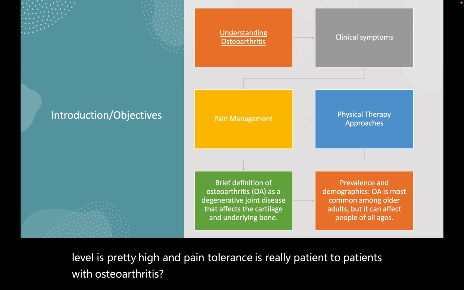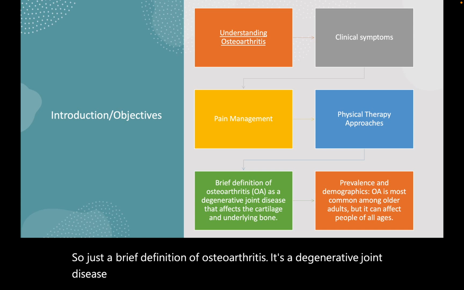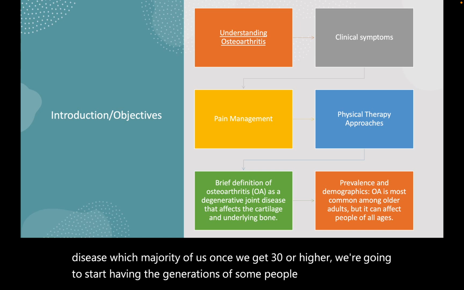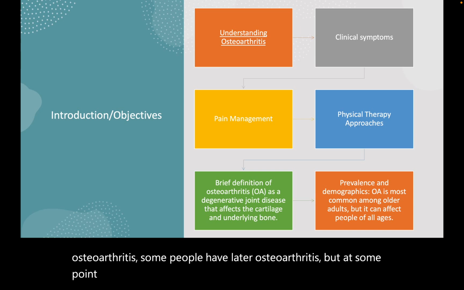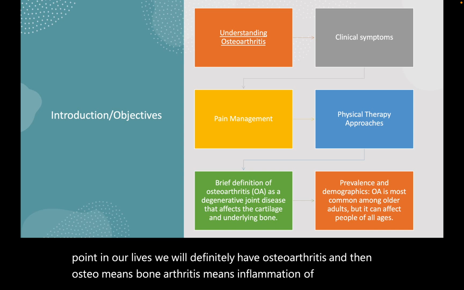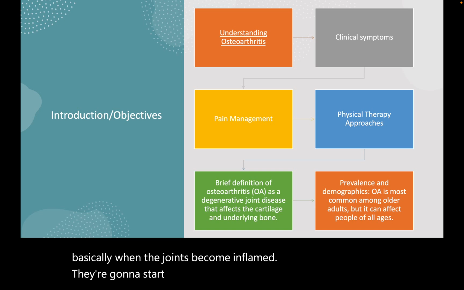So just a brief definition of osteoarthritis: it's a degenerative joint disease, and the majority of us, once we hit 30 or higher, are going to start having degeneration. Some people have early osteoarthritis, some have later, but at some point in our lives, we will definitely have it. Osteo means bone, arthritis means inflammation of a joint. So basically, when the joints become inflamed, they start eating away the tissues that are between the bones.